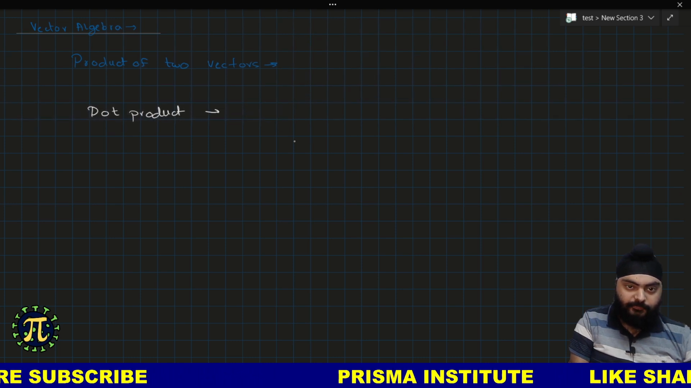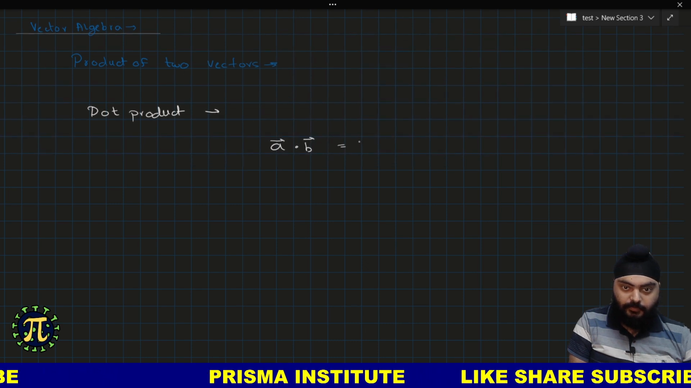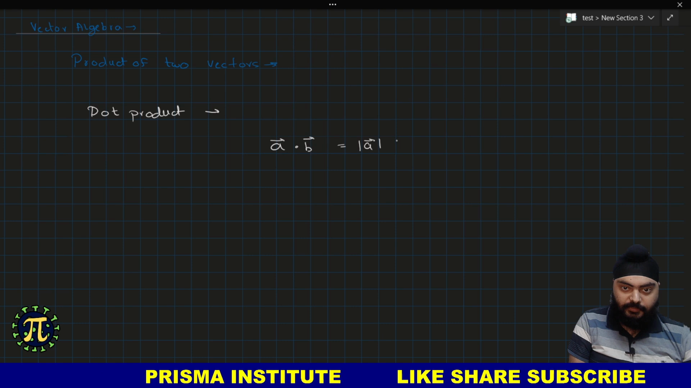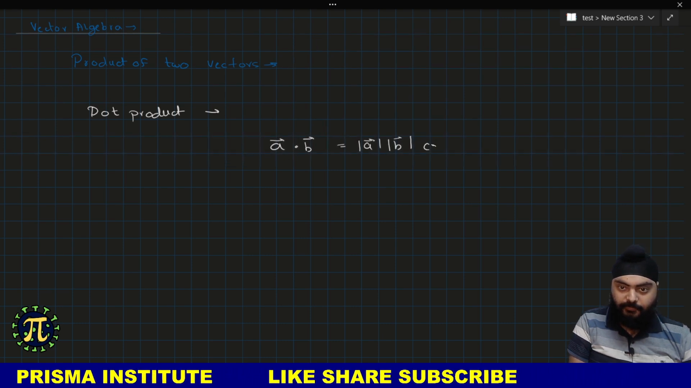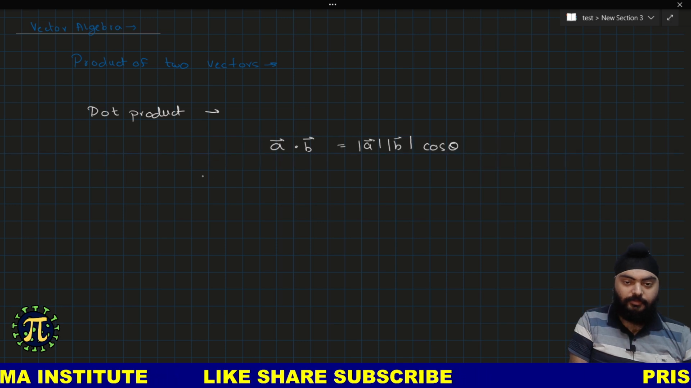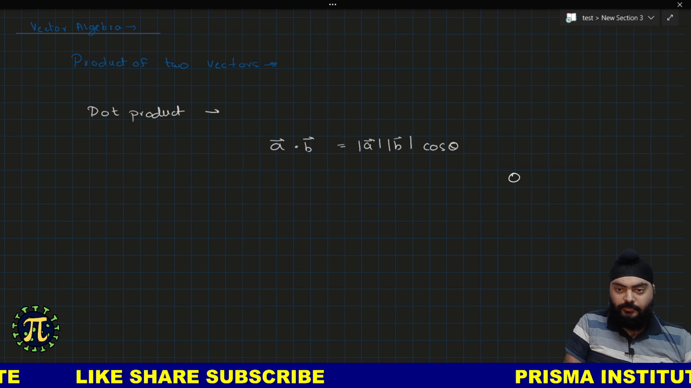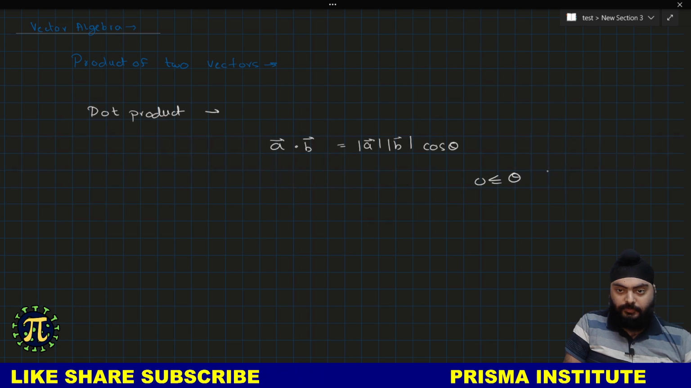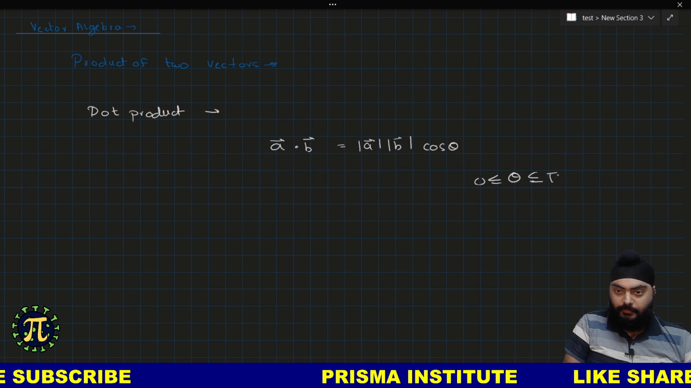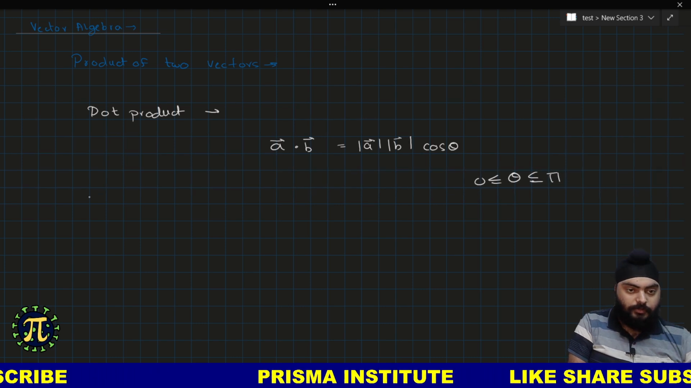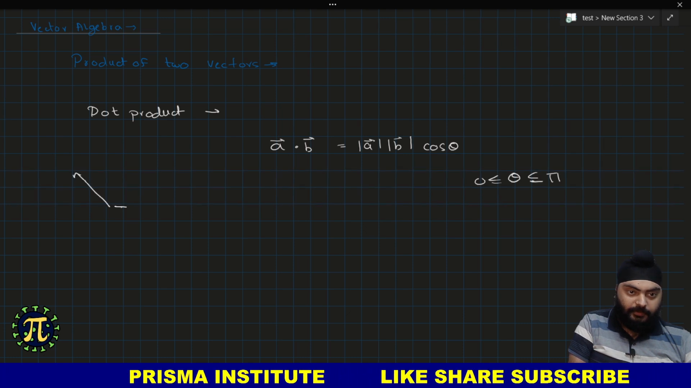So the dot product between two vectors A and B is defined as magnitude of the first vector into magnitude of the second vector into cosine of the angle between these two vectors. So here theta will always be between 0 to pi. So this will be an angle between 0 to pi. So let's imagine we have two vectors, let's say vector A and vector B.